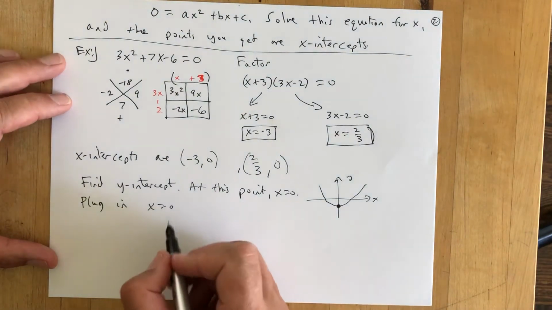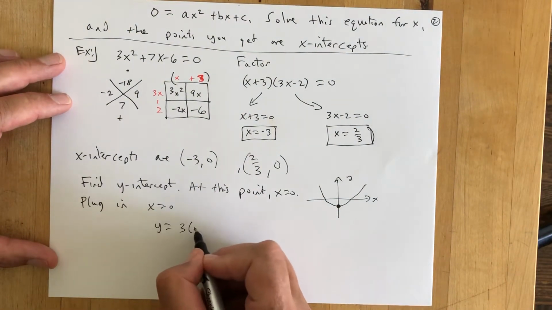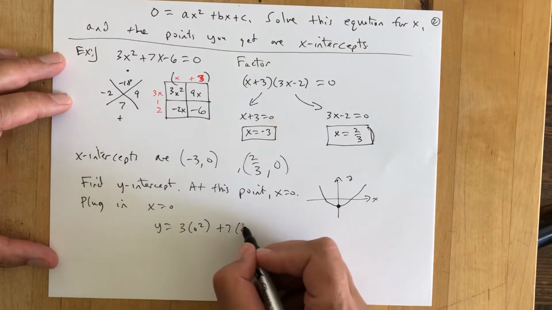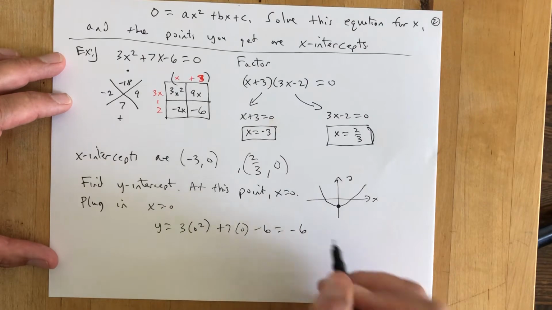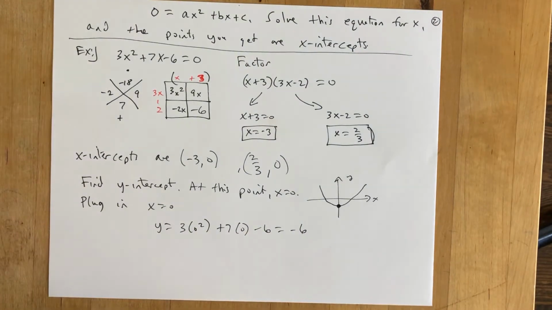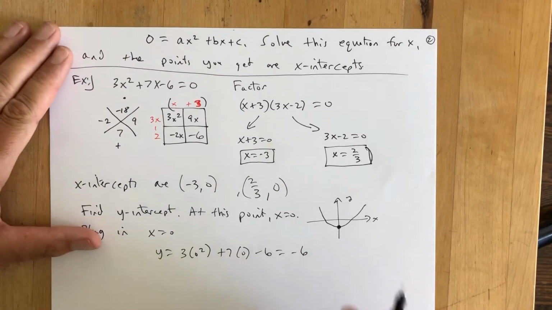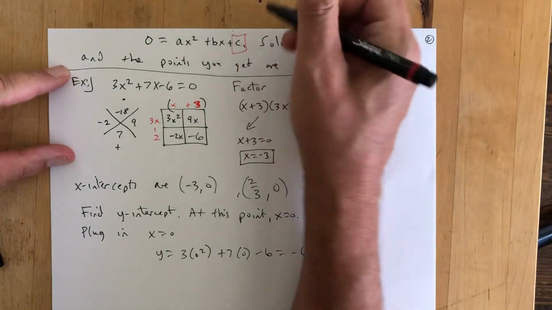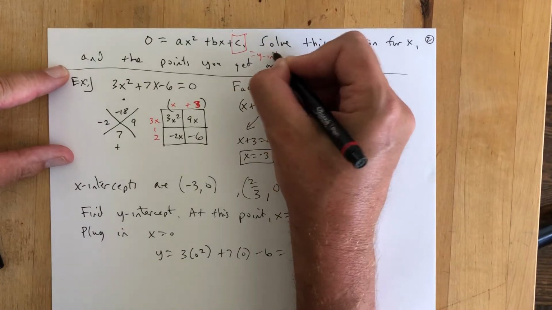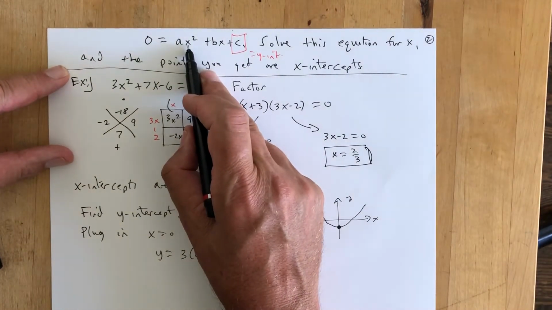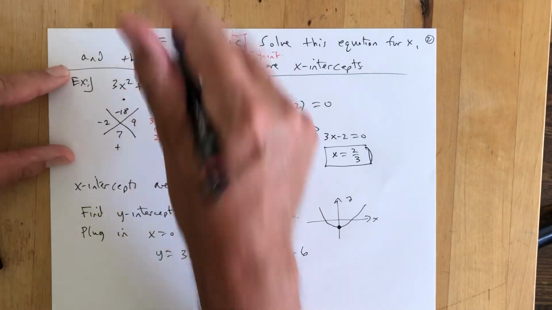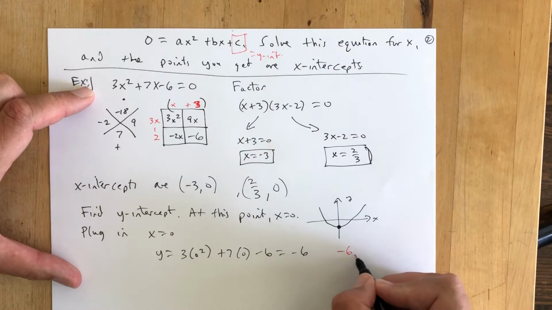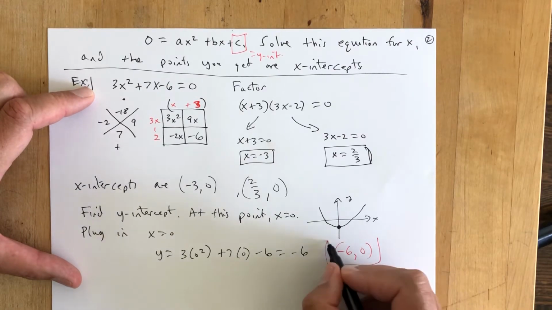Okay, and if we do that, we get y equals 3 times 0 squared plus 7 times 0 minus 6, which is minus 6. Right? And it's important to note that every time the y-intercept is just c. Because for any a and b, if you plug in 0 for x, and this will be y, you get y equals c. Okay? So the y-intercept is minus 6, 0.